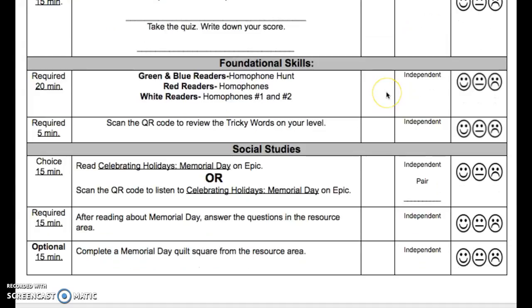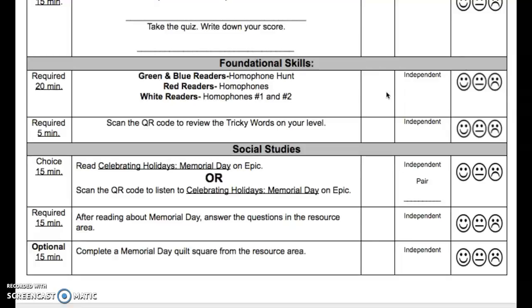For foundational this week, required for 20 minutes. Green and blue readers, please do the homophone hunt. Red readers, the homophones worksheet. And white readers, homophones number 1 and 2. Independent, reflect when you're done.